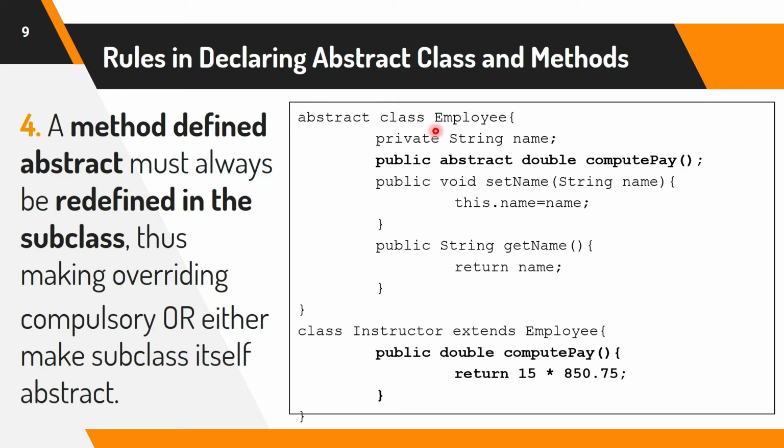So, in abstract class Employee, it is declared as an abstract method because wala namang fix na pay or salary ang isang employee. So, in-implement ni class Instructor kung ano yung computePay niya. That is why the computation here is 15 times 850.75. If another class will inherit this method, most probably, iba rin yung magiging computation.